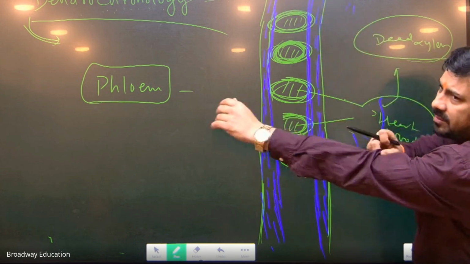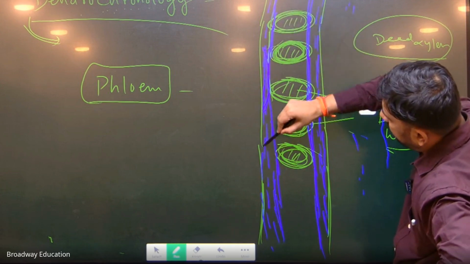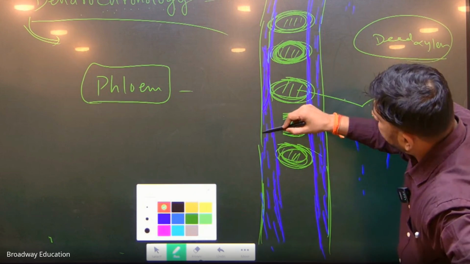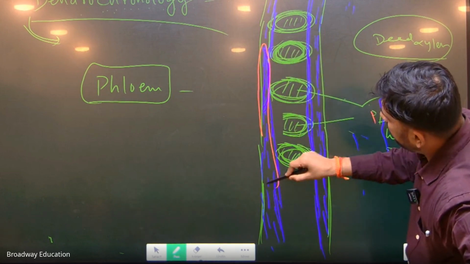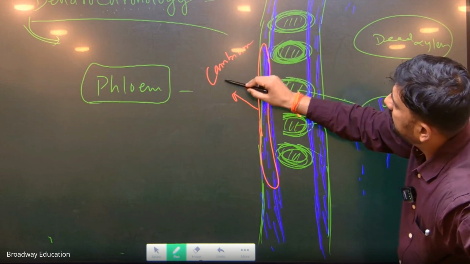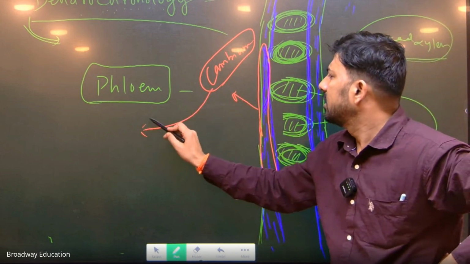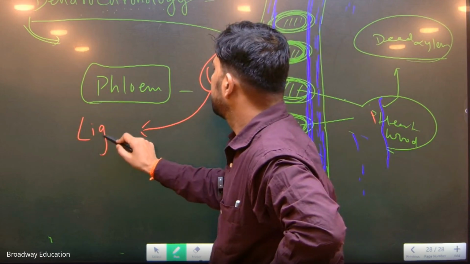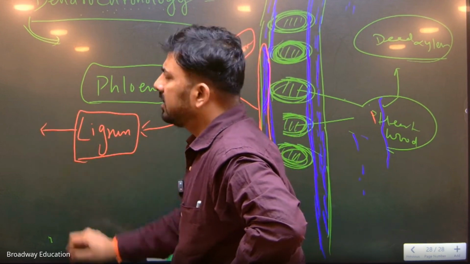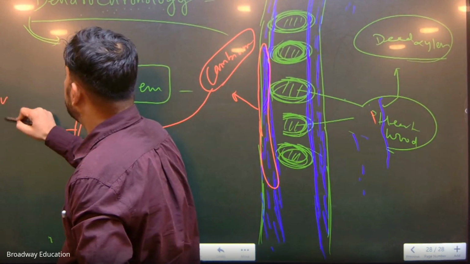And this same phloem, what? It gets deposited in due course of time. It gets thickened up here. Getting my point? It gets thickened up here. And this type of thickening, we call it cambium. And what deposits it? It is basically lignin deposits. And what is lignin? It is a higher form of carbohydrate, a polysaccharide.